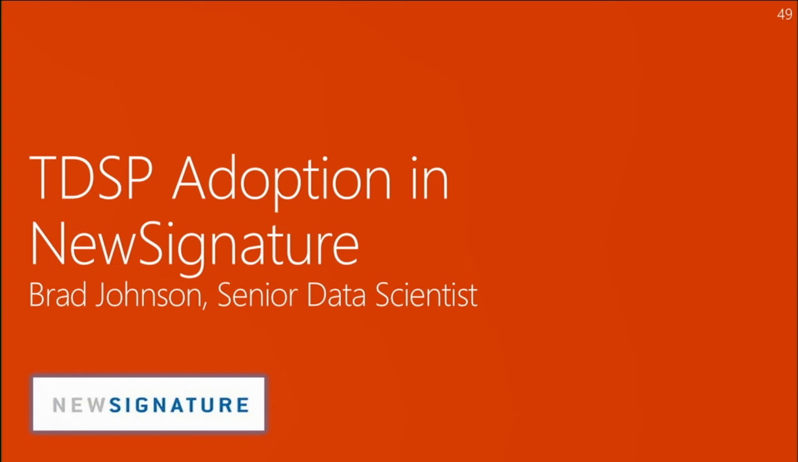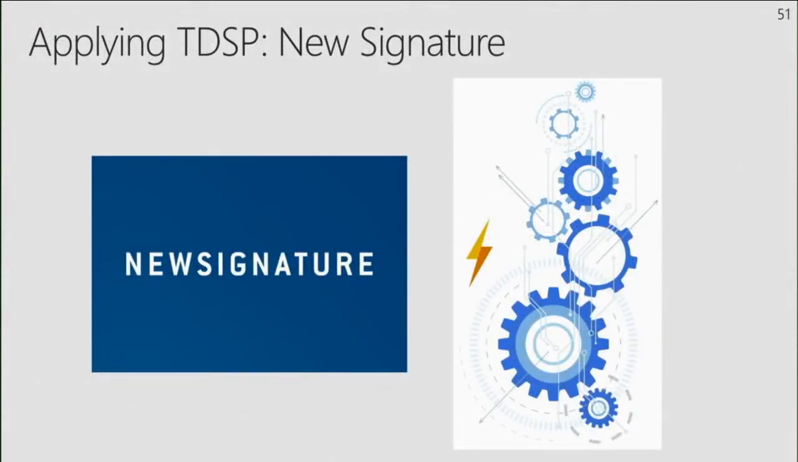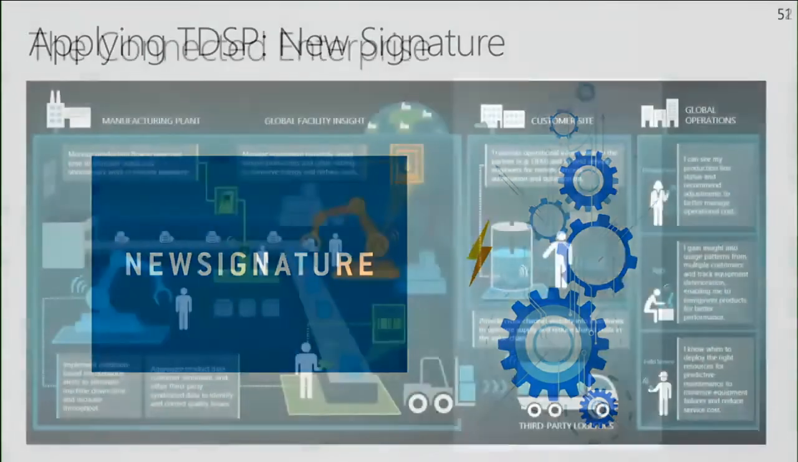All right. So my name is Brad Johnson, and I'm a senior data scientist at New Signature. We're a Microsoft partner, and we're 100% focused on Microsoft, and we've been involved in executing data science projects since 2014, and really bring a lot of passion to it. We're a full stack Microsoft partner, but I'm a member of our IoT and advanced analytics team, which is focused on helping organizations understand and apply the technologies that Microsoft is bringing to the market.